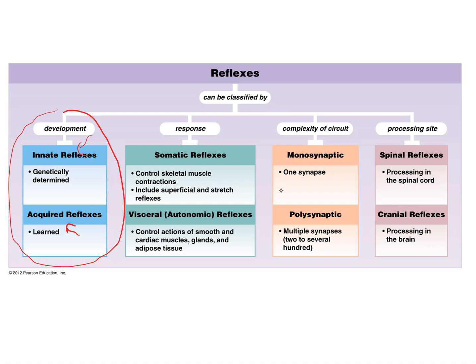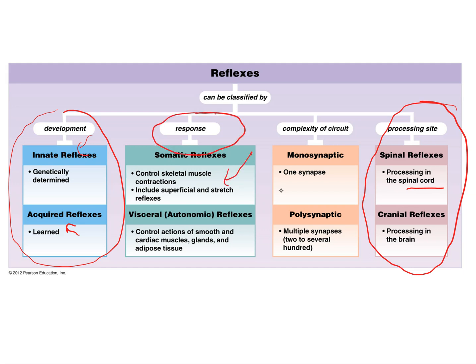As far as the site of processing, this is where we're talking about, is it a spinal nerve or a cranial nerve? So what kind of processing occurs? Is it just in the cord? So these are spinal reflexes, or are you testing a cranial reflex? And that kind of goes along with the nature of the response, because you have a lot of somatic reflexes with skeletal muscle, or you have autonomic reflexes. These are things, again, heart muscle, right? Cardiac muscle, glands.